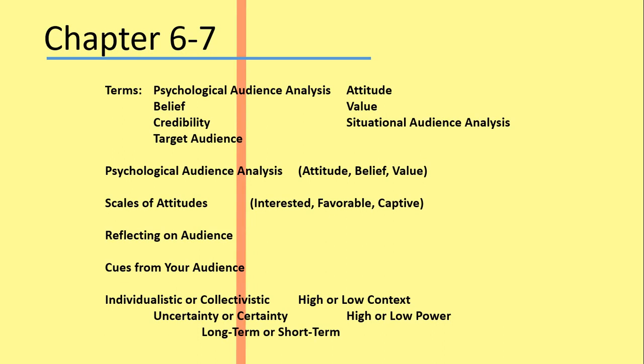The last part is the spectrums. This is very important, the spectrums. The spectrums are that people do not fall into one side or the other. So what do I mean by that? Well, before I turn on the camera, I want you to look at them. Individualistic, collectivistic, high, low context, uncertainty, certainty, high, low power, long-term, short-term. You want to take a picture real quick, a screen capture, or use your phone to take a picture while I demonstrate it on the board. Going to go to the board in 3, 2, 1.